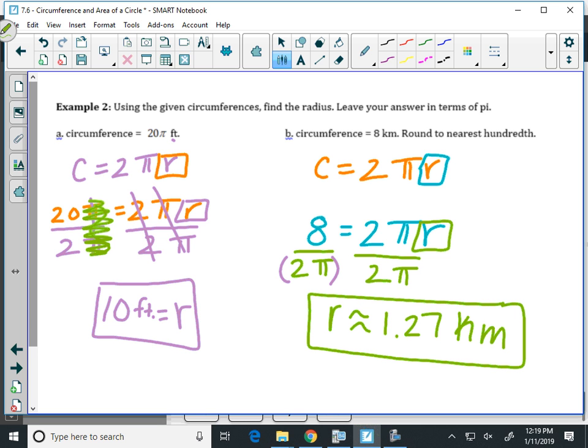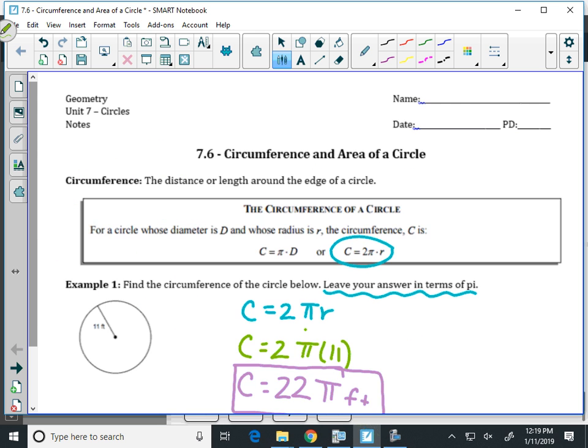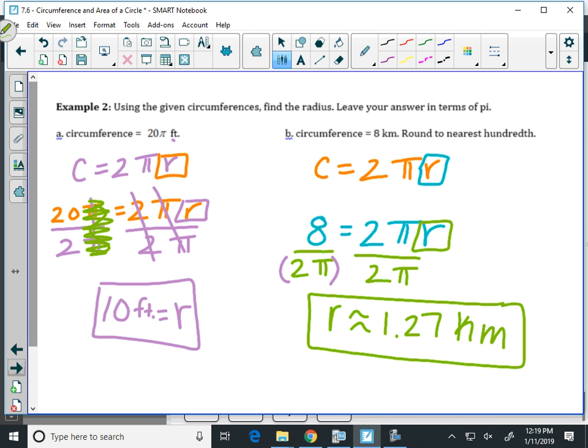Okay. When the directions say to round and you're dealing with pi, that means plug pi into your calculator and round. Like the first one, when it says leave your answers in terms of pi, you do not plug pi in your calculator. You just tack it on in your answer at the end. Okay? Questions over that with circumference?